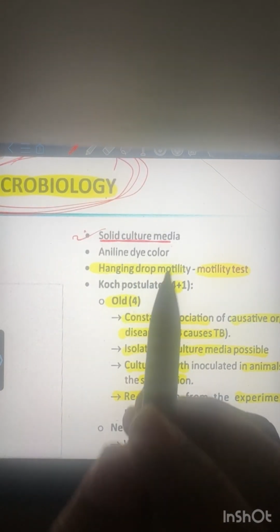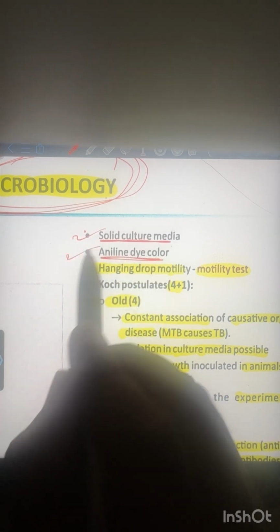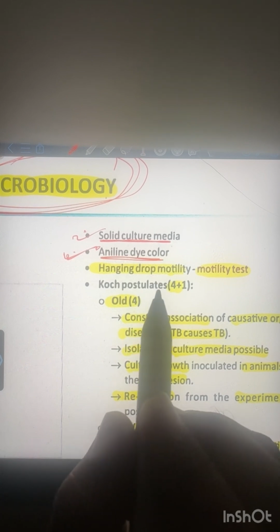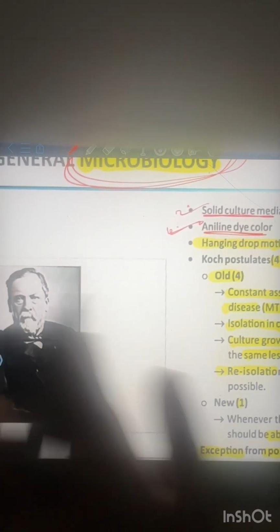Repeating once again, the liquid culture media was given by Sir Louis Pasteur. The solid culture media has been given by Sir Robert Koch, and then he's given us a color or a dye, which is the aniline dye. So firstly, with Koch, you had to learn Koch postulates and bacillus. With C, you had to learn cholera organism, the color and the solid culture media. And with H, he gave us the test for motility. He's given us hanging drop motility. So these are the contributions of Sir Robert Koch.